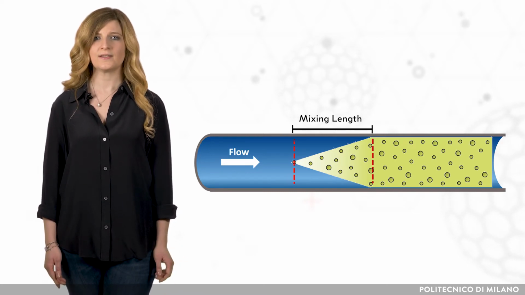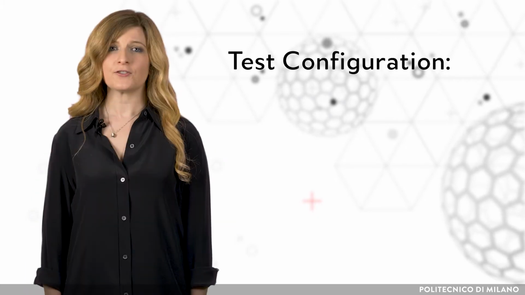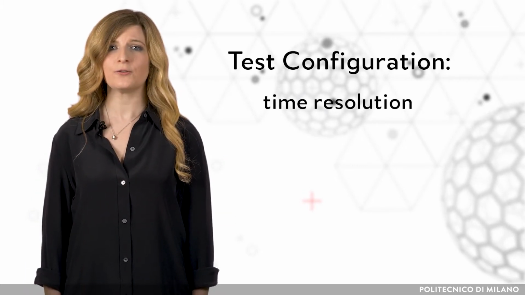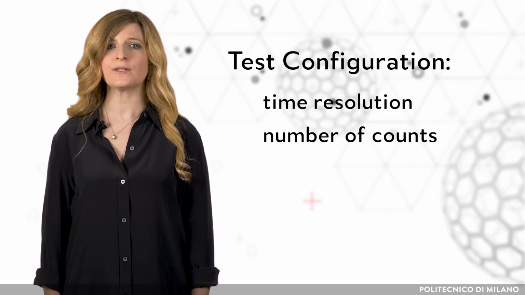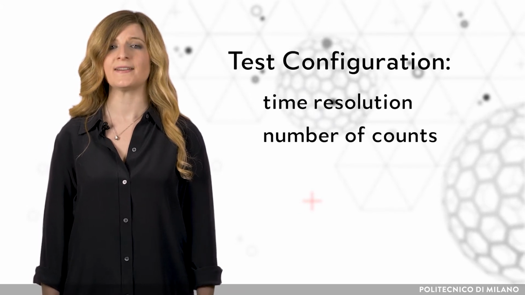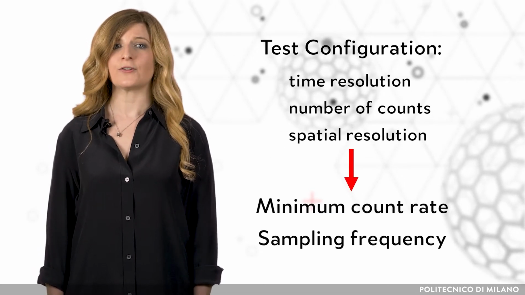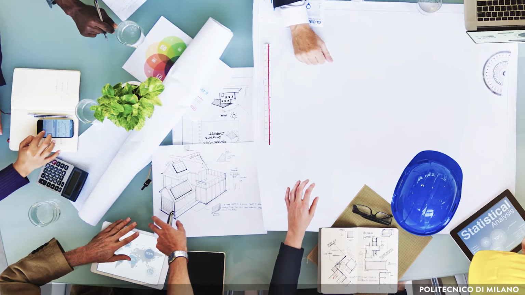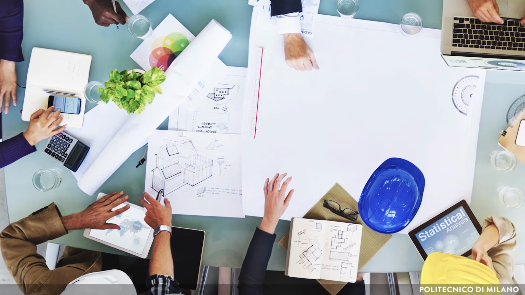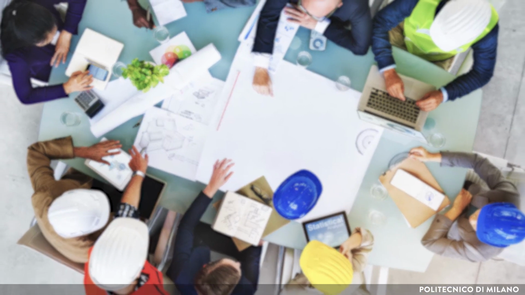A good measurement is also assured by a proper test configuration that has to fulfill some conditions. First of all, the time resolution should be enough to allow the radio tracer flow to be tracked. Then, the counts should be enough to give a desired accuracy of the measurement, and in some cases, spatial resolution should also be high. So, a minimum value for the count rate is imposed, and the sampling frequency is planned. The general arrangement of detectors, their position, and the distances depend on the data requirement. This has to be discussed with the process engineers.